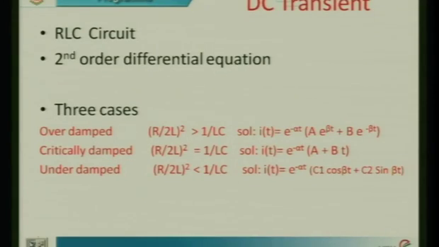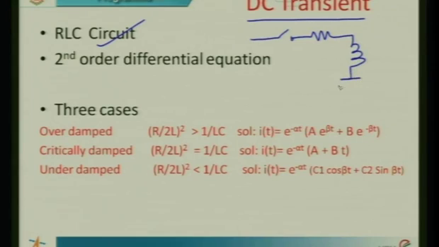So, what we are seeing now is a DC transient RLC circuit. The RLC is a series RLC; the circuit is simple, series R, L and C connected to a DC supply. Once we have a simple RLC connected to a DC, we start off by writing the integro-differential equation.